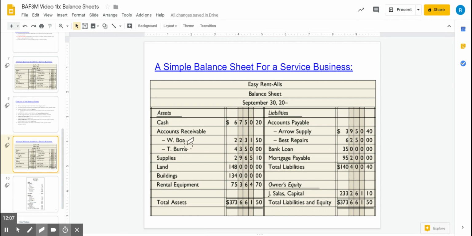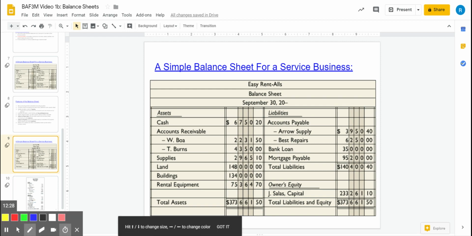The other thing to note too is if you have to make your own balance sheet, once you're listing the accounts payable, like the names of the people you owe money to, or the names of the people who owe money to you as an account receivable, you do that in alphabetical order. You see BOA, Burns, Supply, Repairs, but otherwise, yeah, assets in order of liquidity and liabilities in order of term. So what else needs to just be said here very quickly to enable you to do these balance sheets?